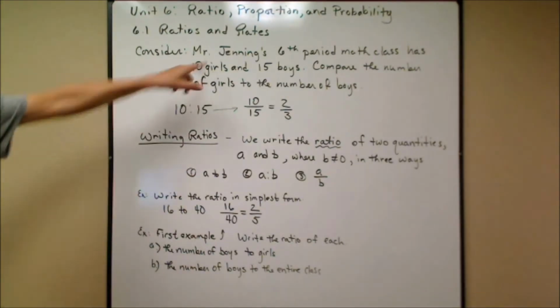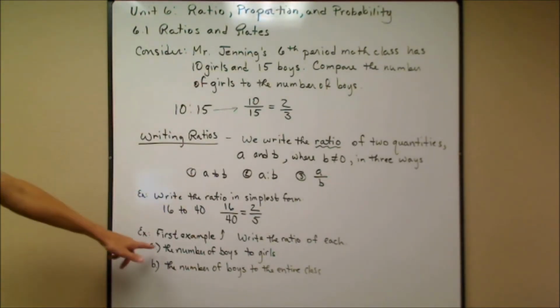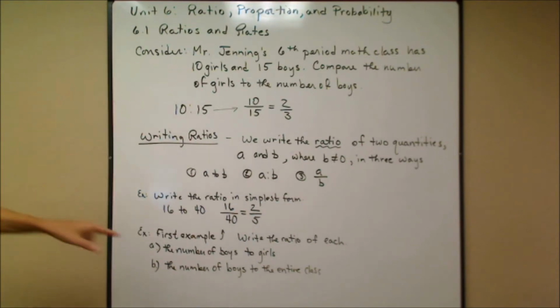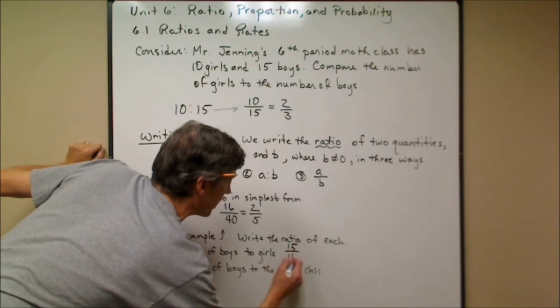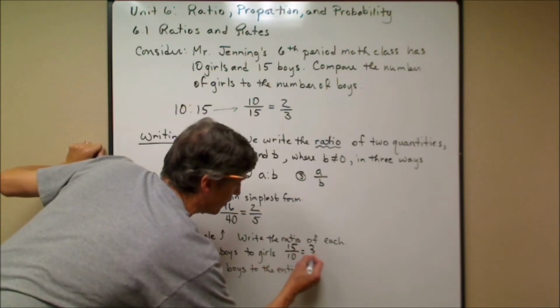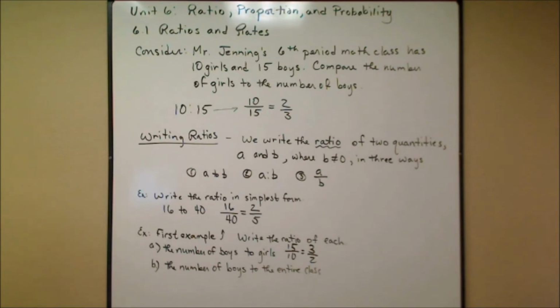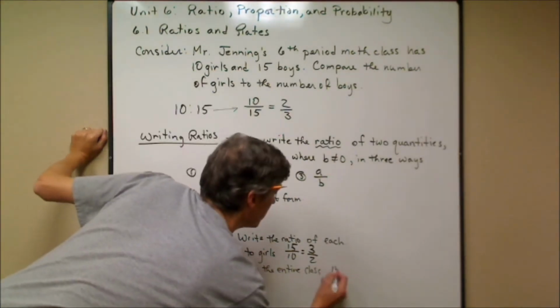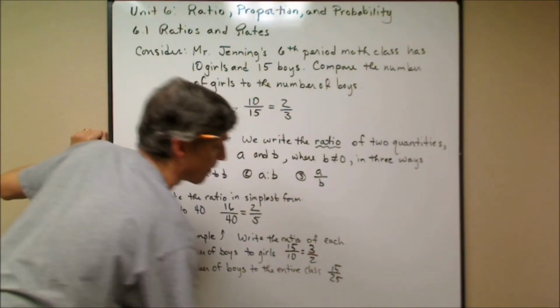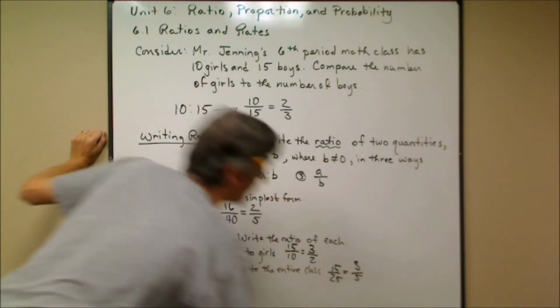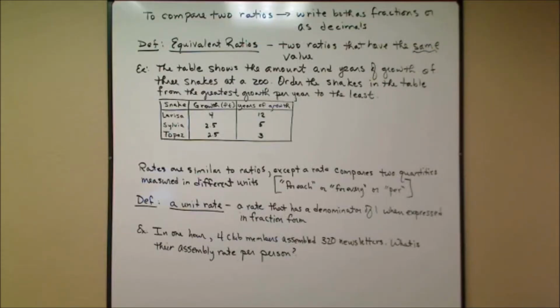Now, my first example back here with Mr. Jennings' math class, I want to write the ratio of each, and I'm also going to simplify. I want to write the ratio of the number of boys to the number of girls. Well, in this case, we have 15 boys, 10 girls, so it would be 15 to 10. And again, dividing top and bottom by 5, I would get 3 to 2. And then in the second part here, the number of boys to the entire class. Well, there are 15 boys, but the entire class is made up of 25 students, so it would be 15 to 25, and then again I could divide top and bottom by 5 here, and I would get 3 to 5 as the ratio.